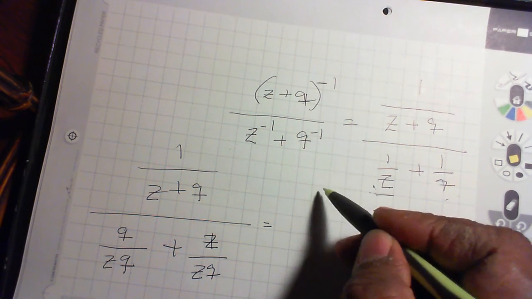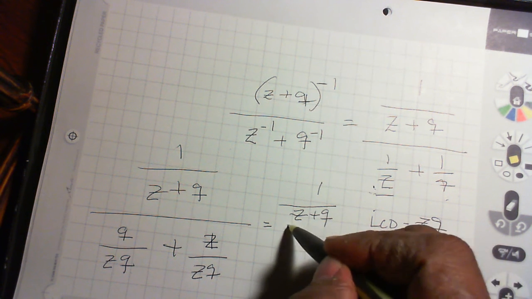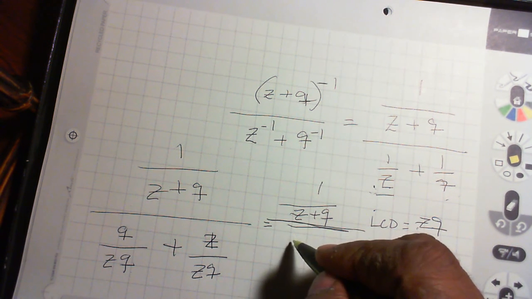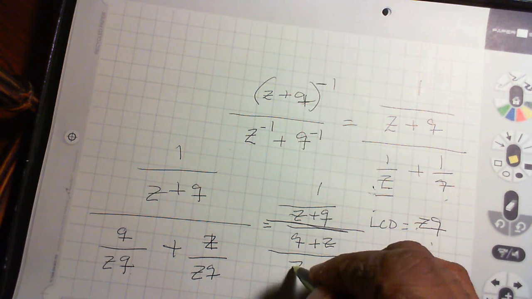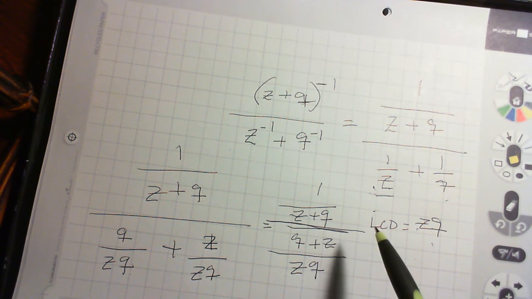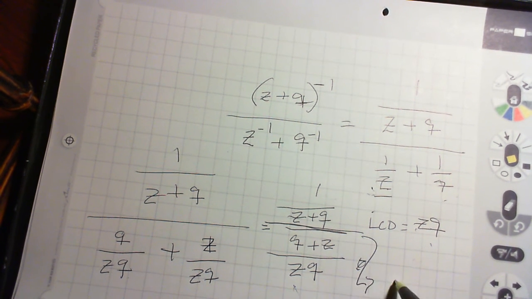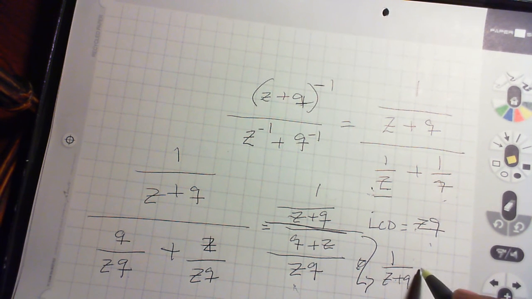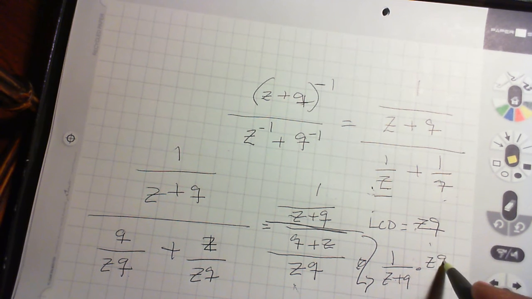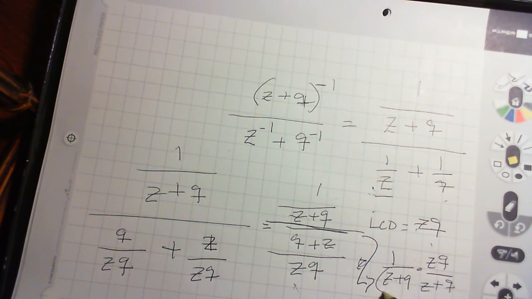Okay, combining, we have 1 over z plus q divided by q plus z over zq. Now, a fraction divided by another fraction, convert it to multiplication. So this becomes 1 over z plus q. Flip the bottom, zq over z plus q.